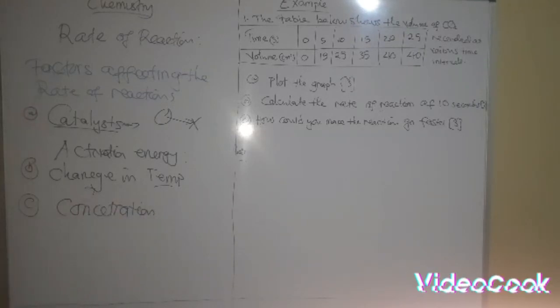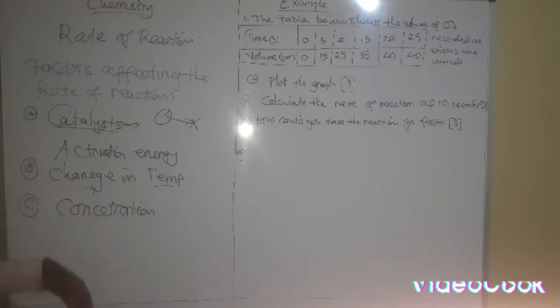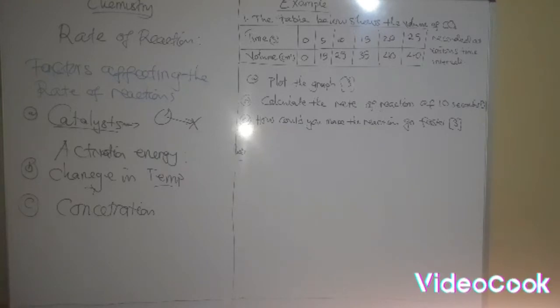Concentration is another factor which affects the rate of reaction. Concentration is really about the amount of reactants present, the amount of solute in the solvent or in a liquid. So now, how does the concentration affect the rate of reaction?